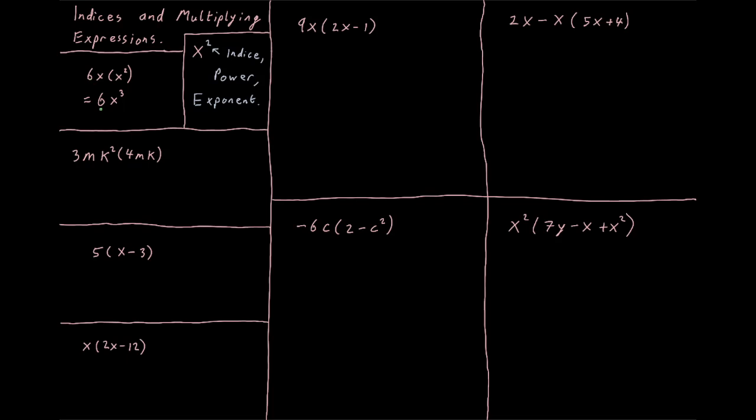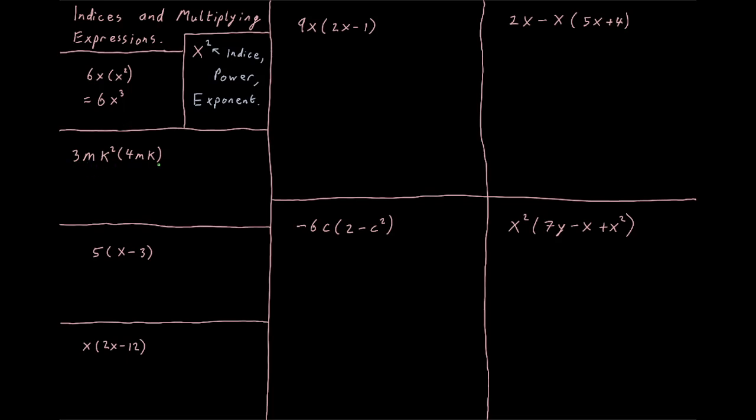I have 6 multiplied by x, multiplied by x, multiplied by x. The x squared means I've multiplied x by itself 2 times, and I've multiplied by another x, so in total I have 3 x's multiplied together. So that's 6x cubed, or to the power of 3, or the indice 3.